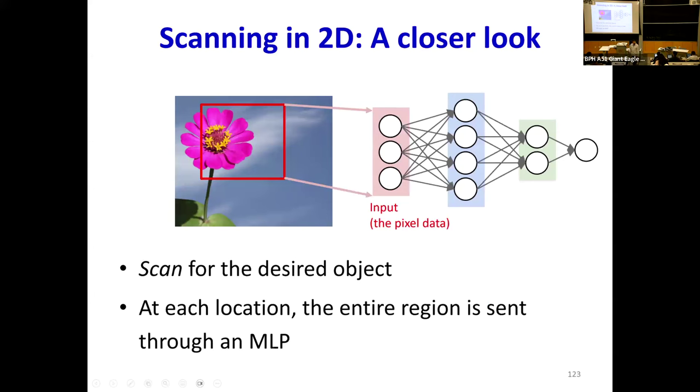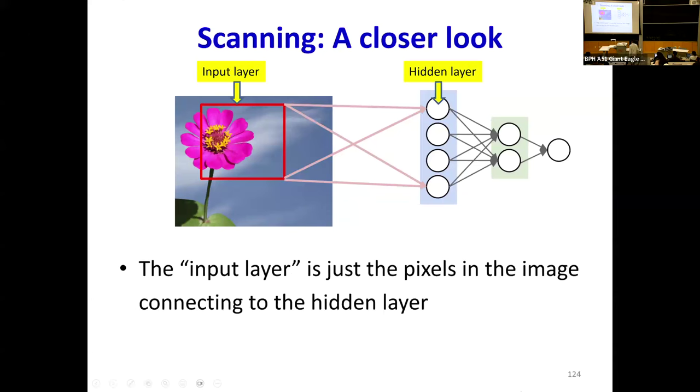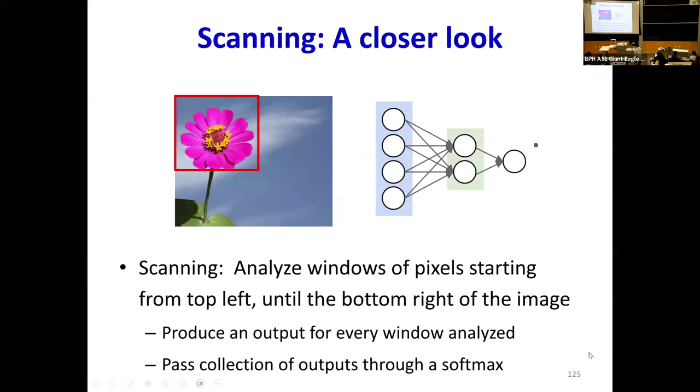So the same thing for two-dimensional inputs. If I had two-dimensional inputs like this picture, then I could create an MLP which would analyze each window of the input and generate its output. What we call the input layer is the block of inputs that we're looking at, right? The window of inputs we're looking at. And so this network could scan the input by just running over the entire image. And at each position, it's going to generate an output, and all of these outputs are finally put through a softmax to get your final output.